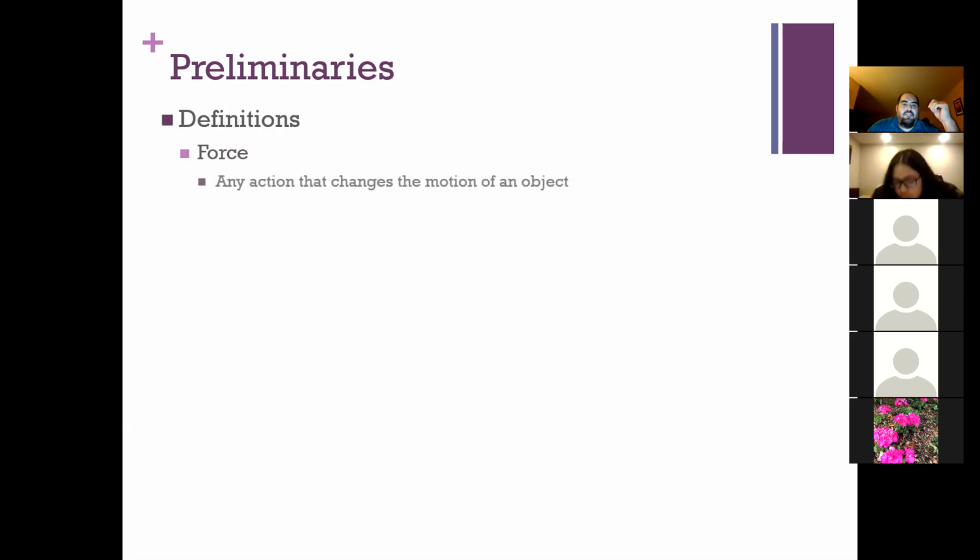So force. Basically, a force is any action that changes the motion of an object. So either causes it to move or causes the motion of an object that's already moving to change, slow down, stop, could be basically anything that causes that object to change how it's moving. Usually you can look at this force as a push or a pull. That's a little bit of an oversimplification, but for our purposes right now, push or pull is a fine way to look at what a force is.